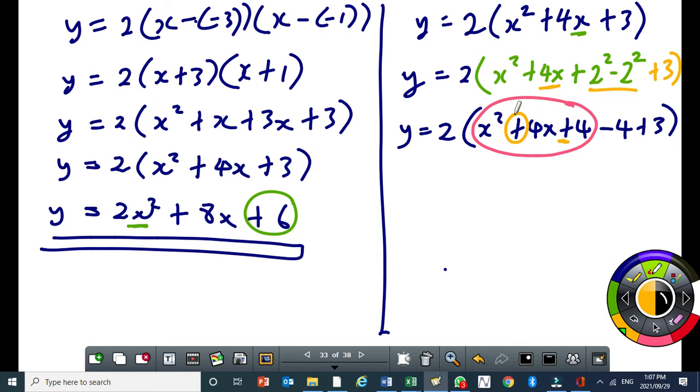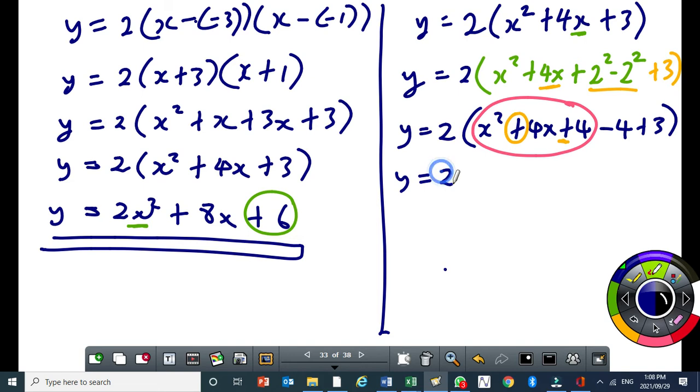Let's say 5x there. Then you find half of 5, which is 2.5, which you can write as 5 over 2. So it means where I put 2, you put 5 over 2, and you square that. Minus 5 over 2, you square it. Alright? Are you following? Then now I can factorize.